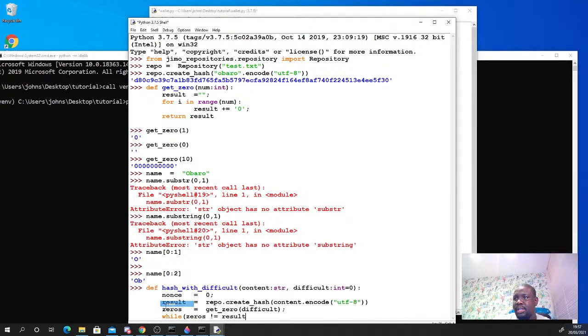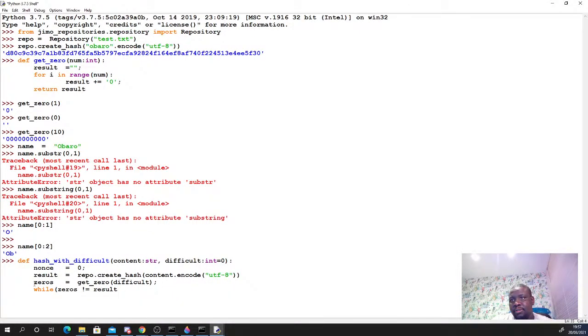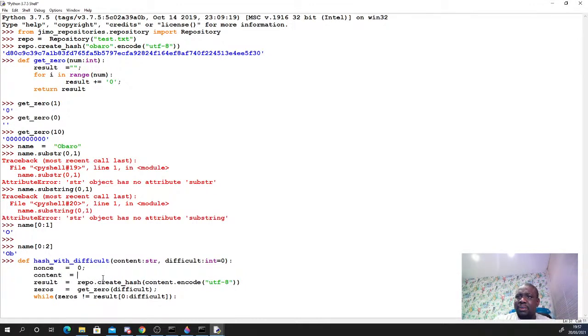So now that we understand how substring works, okay, so I want to say the number of zeros. How many number of zeros do we have? The number of zeros from 0 to the number of difficulty. Is it equal? Is it the same? If it's not the same, what will happen? We will increase the nonce value. So every time we encode, we find a hash of this value, right? Every time we find a hash of this value, so the content.